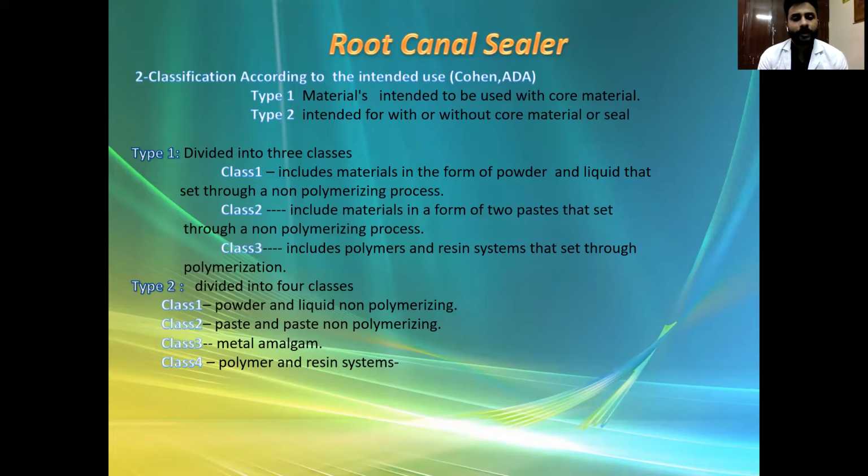Type 2 is further subdivided into four classes. That is class 1, powder and liquid non-polymerizing, paste and paste non-polymerizing, and metal amalgam and polymer and resin systems.